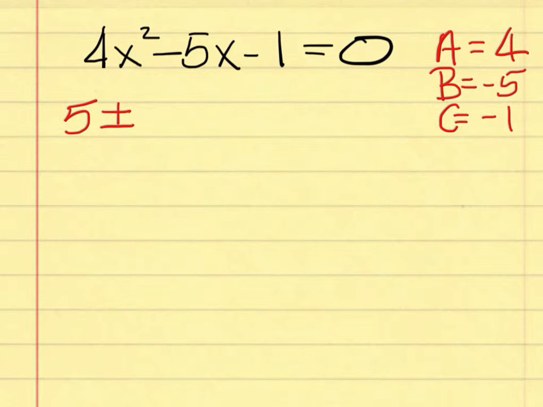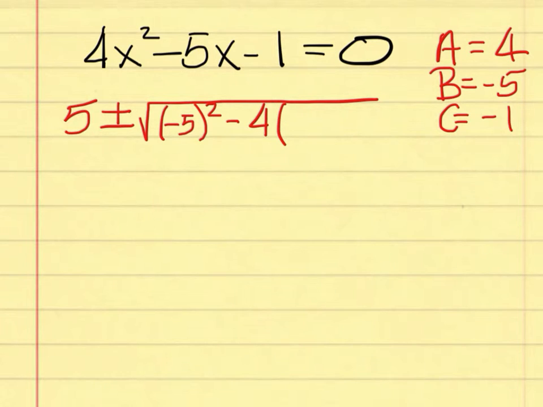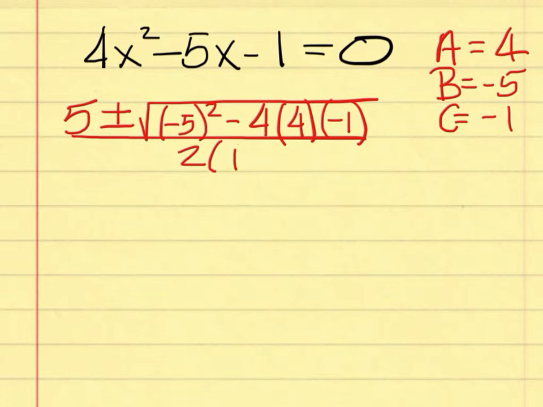And then what is the next thing I write? It's your square root sign, and then parentheses, and inside parentheses is negative 5 squared, and then minus 4 times 4 times negative. That's right. And what comes after that? Divided by 2 times 4. That's right, divided by 2 times 4.